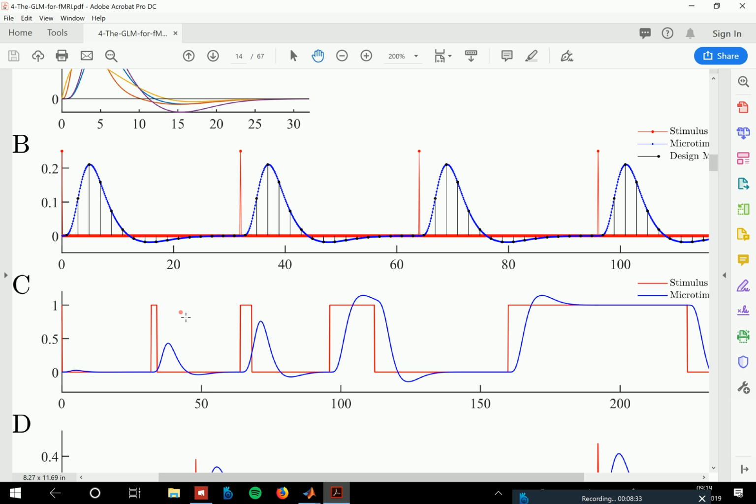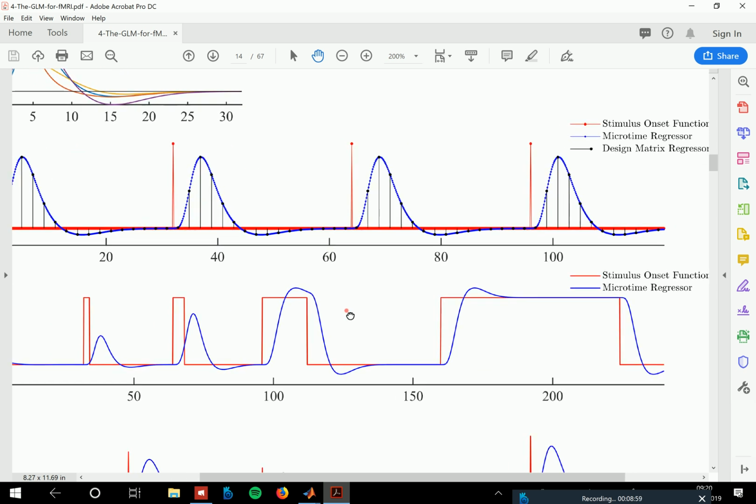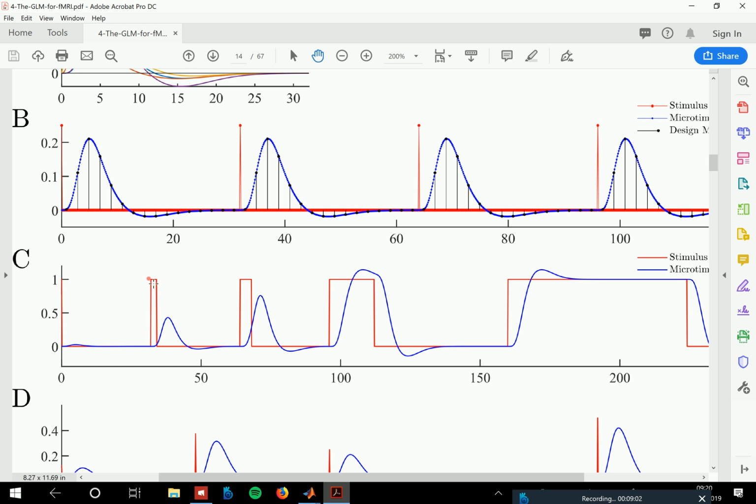What some people always discuss is that especially if you have events that extend over time, so for example in decision making where people take like 12 to 15 seconds to make a certain decision, you can extend the predicted response in time, and this is what's shown here. So for example here the regressor, so the stimulus onset function, which I should replace by event onset function, is going up and then it's staying at 1 for some time and then it's going down again. And this blue thing is the predicted response that you get.